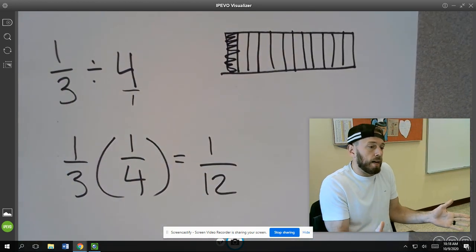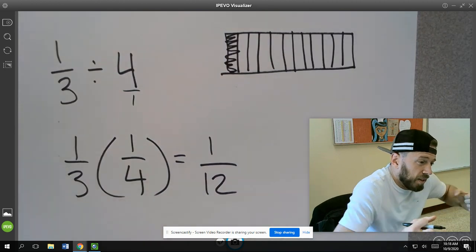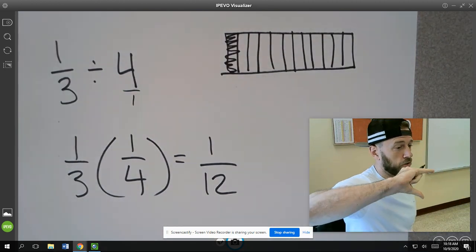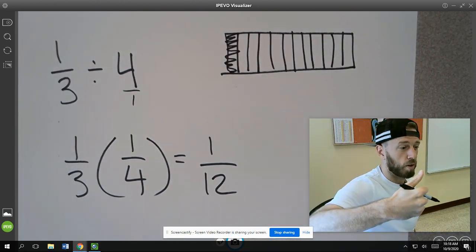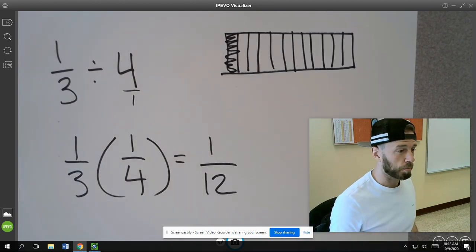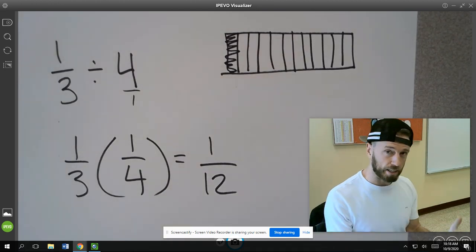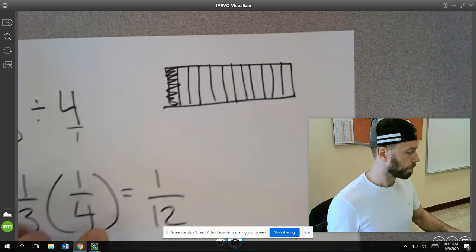So visually there it is again, but more importantly, it's efficient to just flip the second number, right? We call that a reciprocal, and then multiply. And it gives us the right answer. And that's why we do it, because it makes it a lot easier.